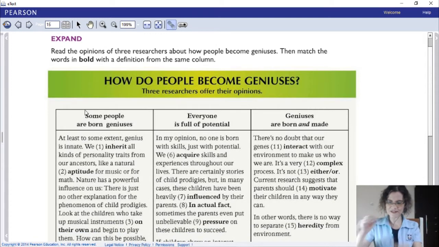That brings us to expand. Read the opinions of 3 researchers about how people become geniuses. Then match the words in bold with the definitions from the same column. How do people become geniuses? 3 researchers offer their opinion. So we've got: some people are born geniuses; another one is everybody is full of potential; the other one is geniuses are born and made.